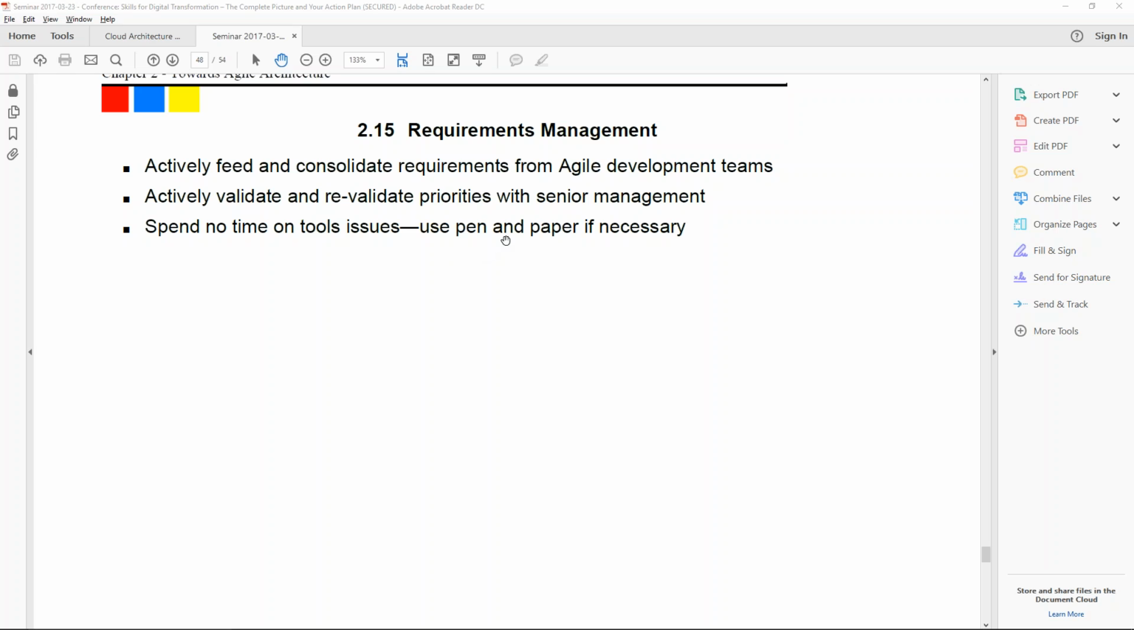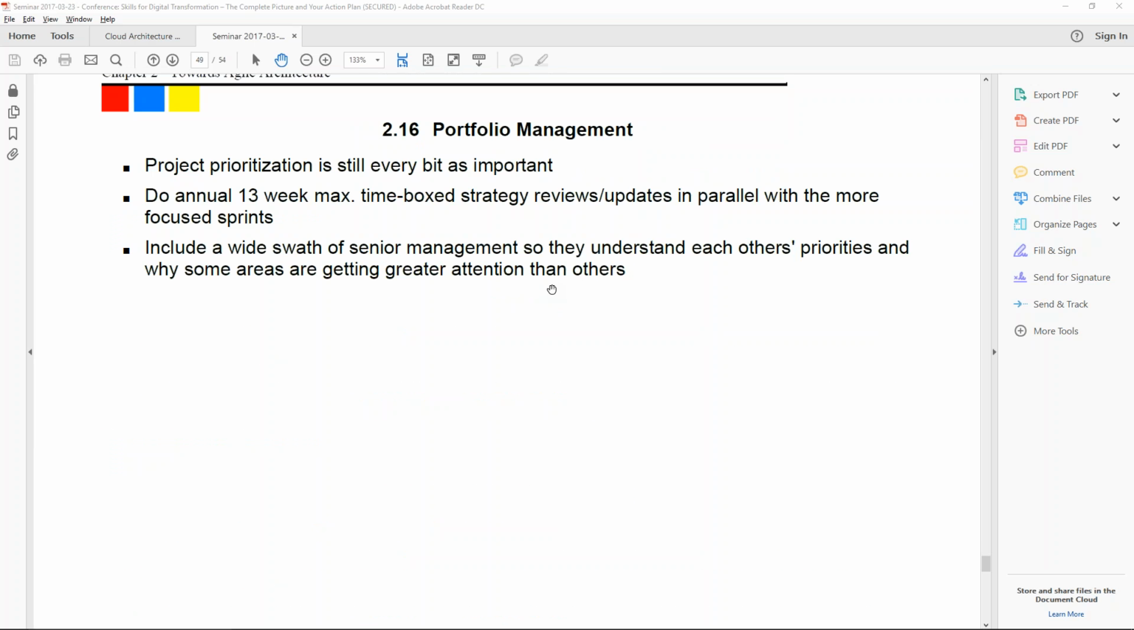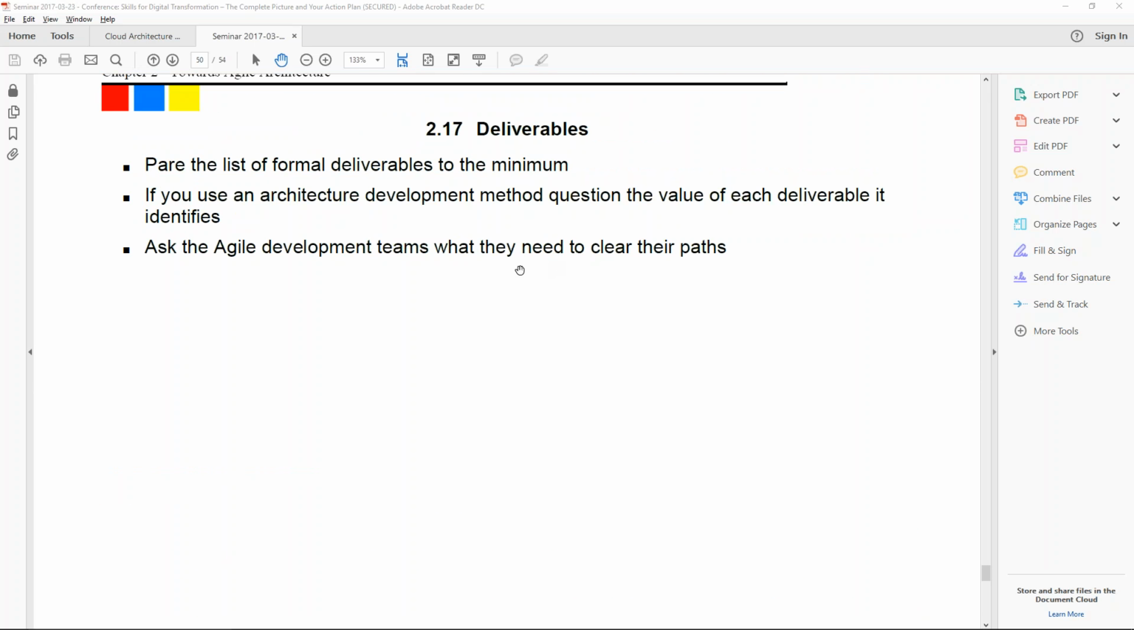Requirements management. Have a lot of requirements and continually prioritize. Portfolio management. Which projects need to be done is a great question. Regular discussions about what projects are going to be done. Please try not to make all your project decisions all at once at the beginning of the year. Have regular quarterly issues to do prioritization of what project's next.